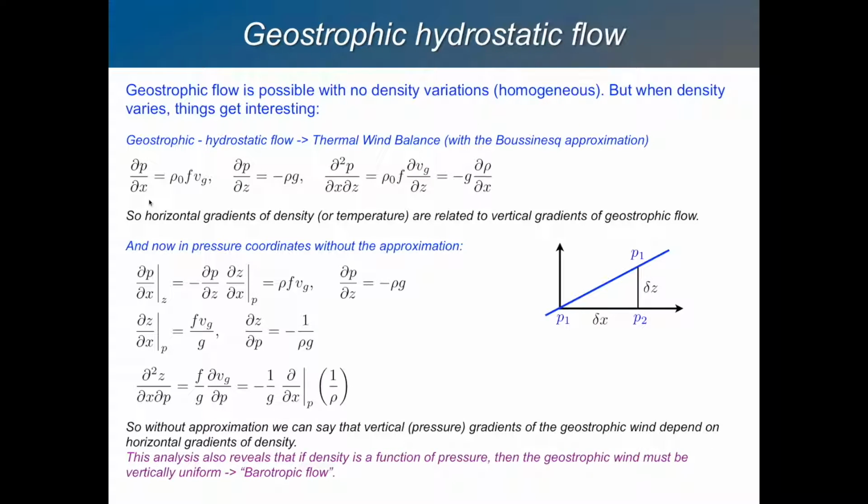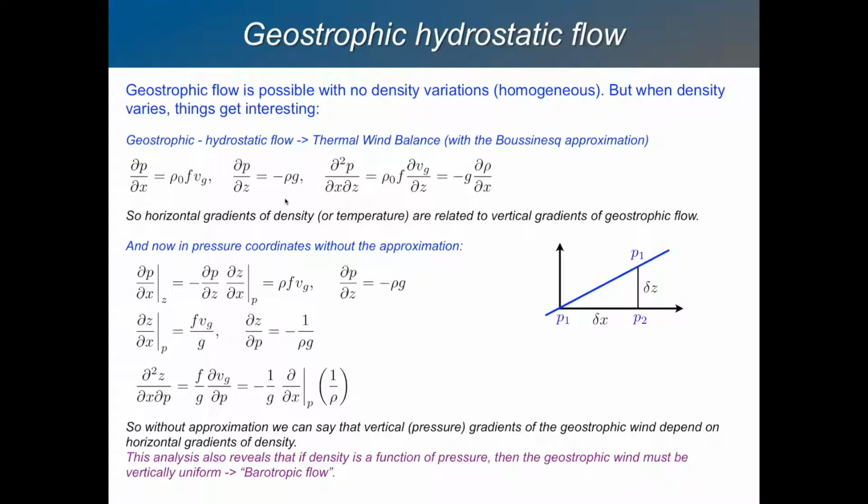But it's more interesting when the density starts to vary. If you have variations of density in the fluid, then you can start talking about the effect of those density variations on the flow field. And that's the simplest balance: there would be geostrophic balance in the horizontal, hydrostatic balance in the vertical. This leads to what we call thermal wind balance.